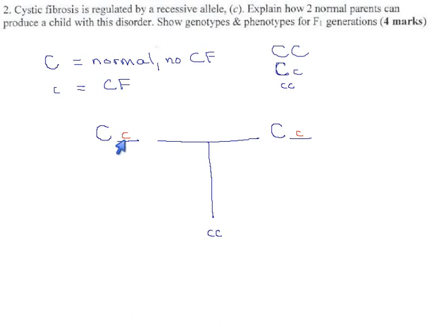And if mom's egg contains the recessive allele and dad's sperm cell also contains the recessive allele, then they combine and you get a person with the CF trait.